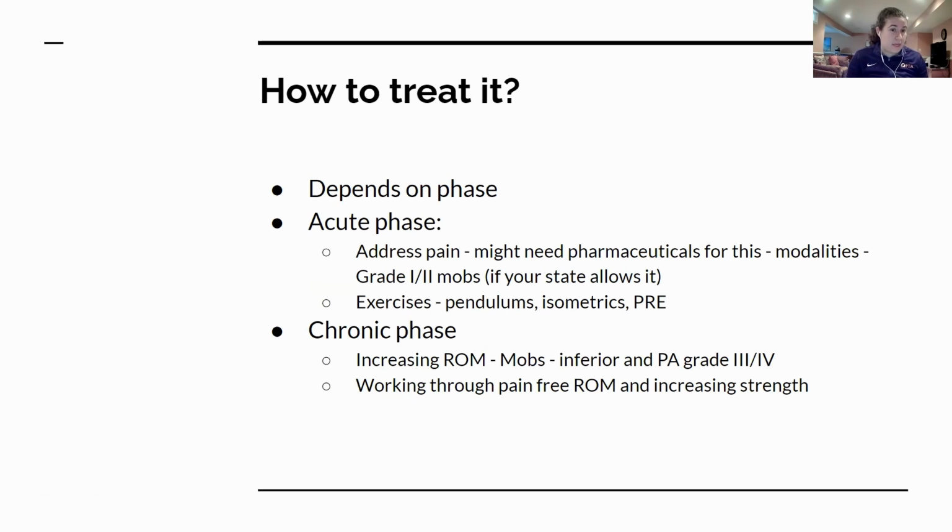Now, as PTAs, we're able to do any sort of modalities for this. So hot packs, cold packs. If they want iontophoresis to try to decrease inflammation, we could do that as well. Or even, if your state allows it, some grade 1 and 2 mobilizations. Those are the ones that are used to address pain. We're not pushing on the capsule at all. We're just trying to do some oscillations, or just larger oscillations, to decrease pain in the joint. So those are some things that we can do as PTAs.